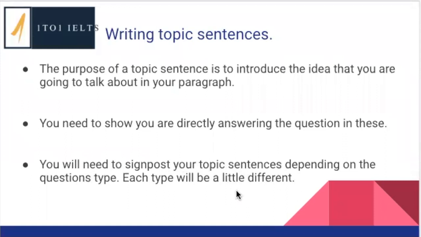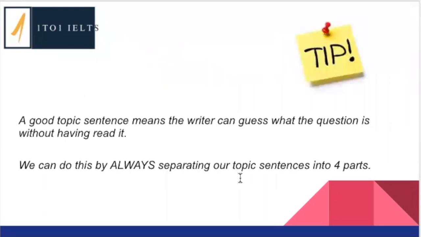Some are going to be asking you what the advantages are, so your topic sentence needs to talk about advantages. Some might be asking for your opinion, like in this one, so you have to mention that you agree or disagree. So you always need to be directly answering the question and signposting your topic sentences. We will have a look at how to do this for an opinion essay today. A good topic sentence means the reader can guess what the question is, and we can do this by always separating our topic sentences into four parts.